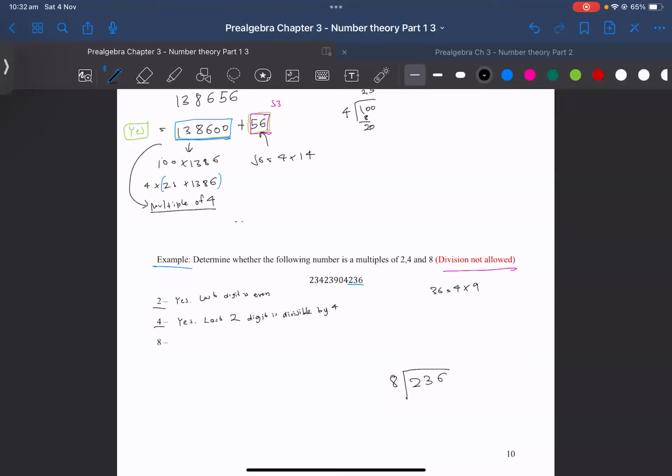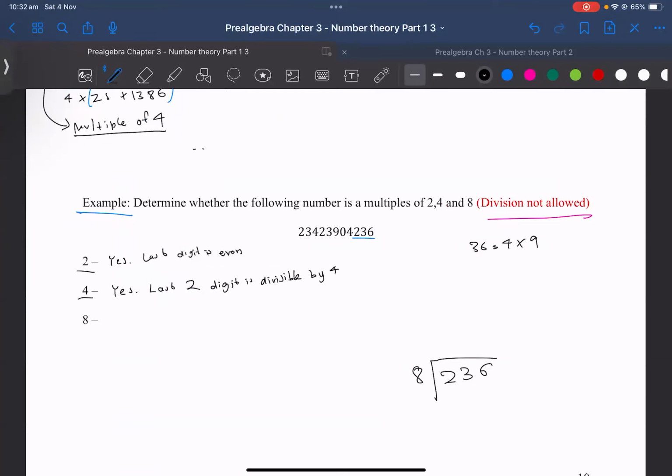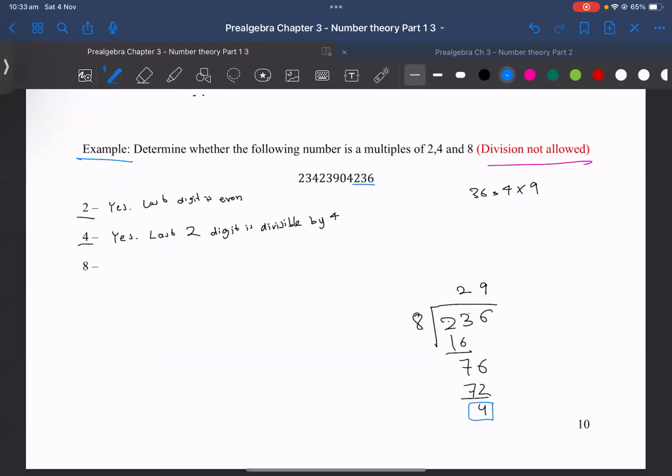Yep, very good. 8 times 9 is 72. The remainder is 4. So it's not divisible by 8. The last 3 digits are not divisible by 8, which means the whole thing is not divisible by 8 either.